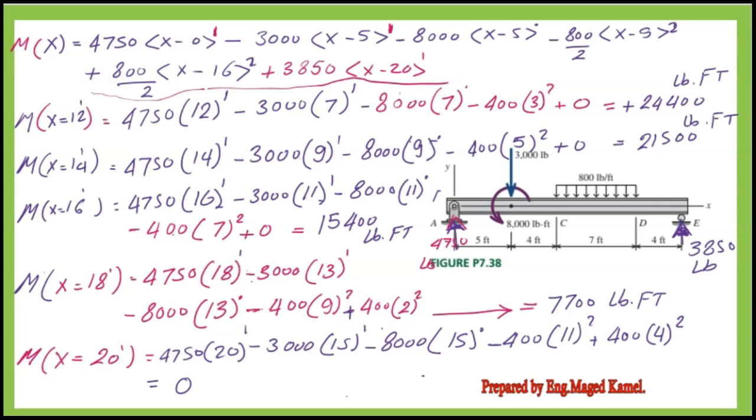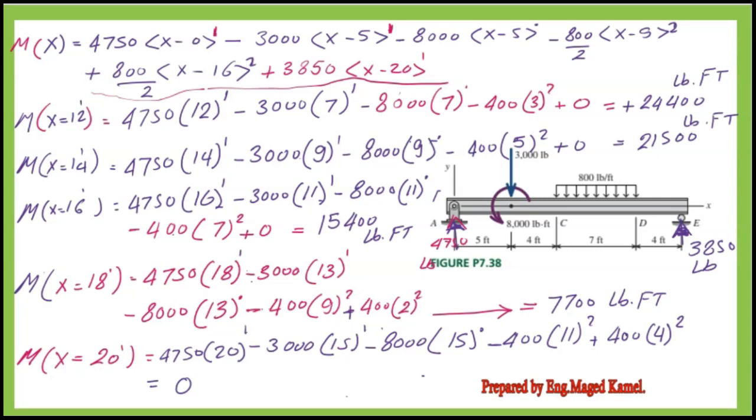The first region was from 0 to 5, second region from 5 to 9, and then we start from 9 to 16. For the moment at x equal to 12 will be equal to 4,750 multiplied by 12 minus 3,000 multiplied by 7 minus 8,000 multiplied by 7 raised to the power of 0 minus 400 multiplied by 3 raised to the power of 2. This term will be 0 because this will start to act for the values of x more than 16. The final value will be 24,400 pound-foot.